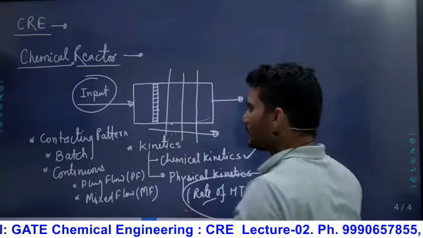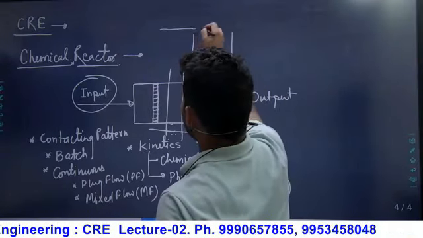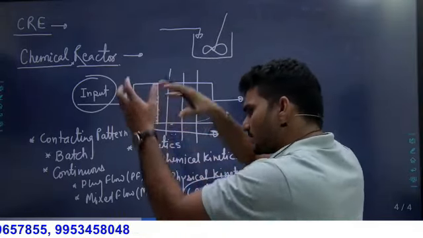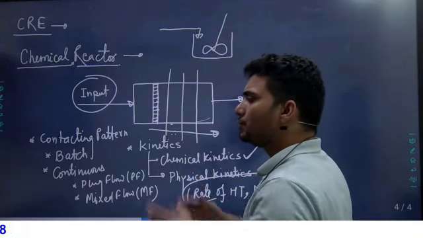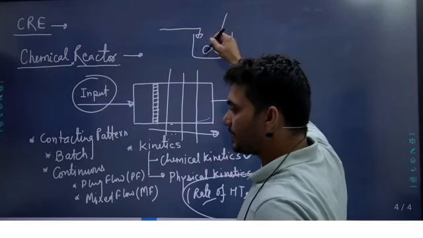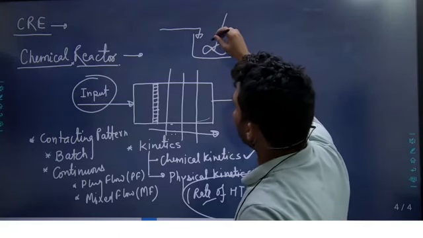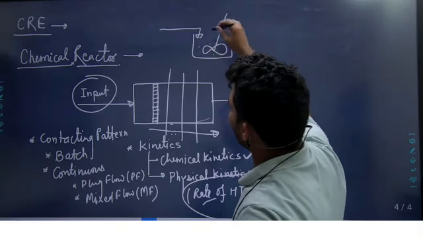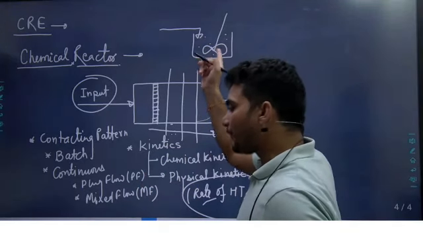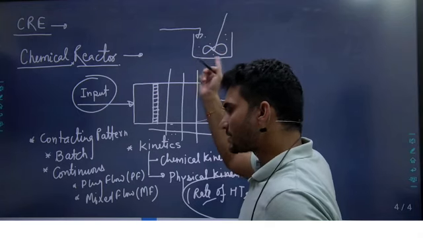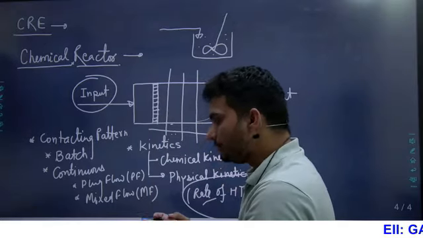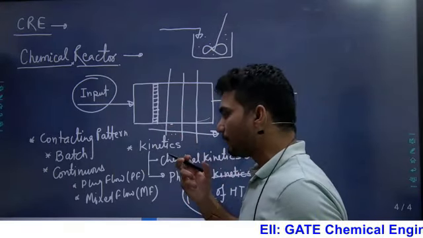Mixed flow. What are you finding? As the reactant enters, at the same time there will be uniform or infinite mixing. So what will happen if there is infinite mixing? At that point the concentration will remain the same. Concentration is not a function of position. At any instant, at any time, the concentration inside the reactor is uniform.